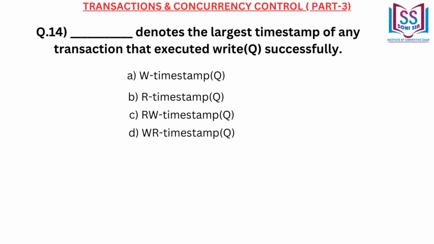Dash denotes the largest timestamp of any transaction that executed write Q successfully. A. Write timestamp Q, B. Read timestamp Q, C. Read write timestamp Q, D. Write read timestamp Q. Correct answer A. Write timestamp Q.